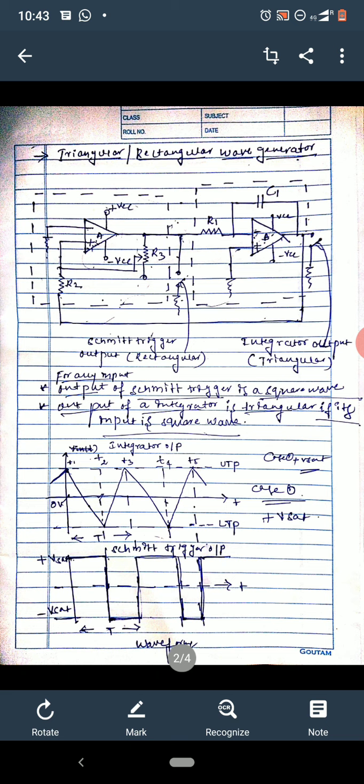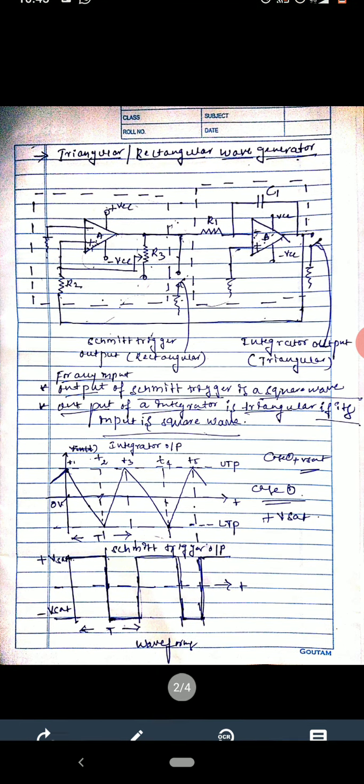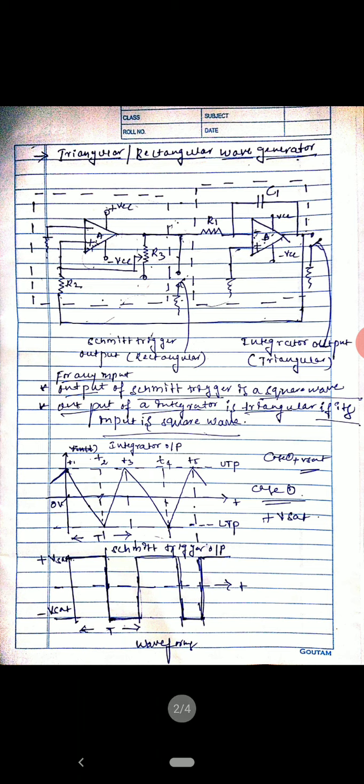So now in case 1, if the output of the Schmitt trigger is positive V saturation, in this case the capacitor C1 connected in the integrator circuit starts charging through resistor R1, and the polarities of the capacitor become left plate positive and right plate negative. So because of this, the output of the integrator is a negative going ramp from the duration t1 to t2, small t1 to t2 as shown in the diagram.